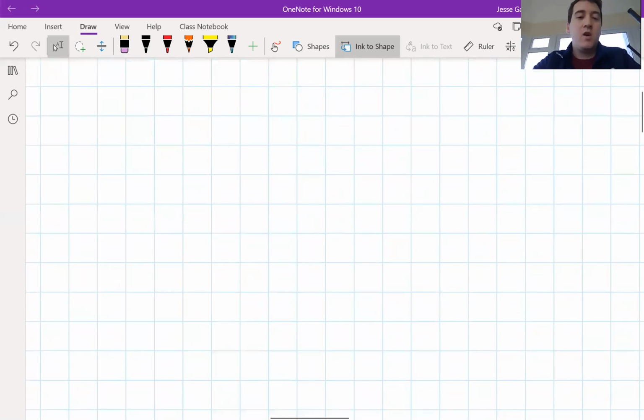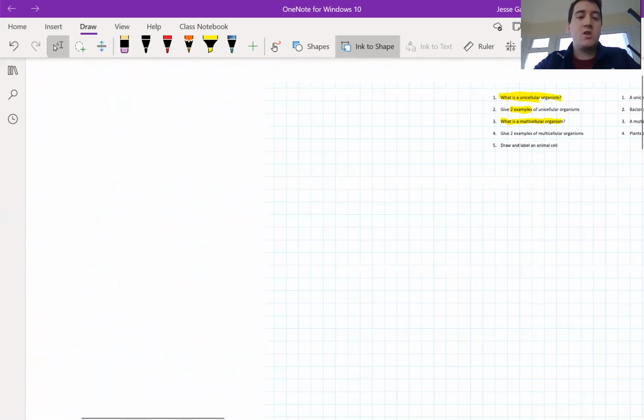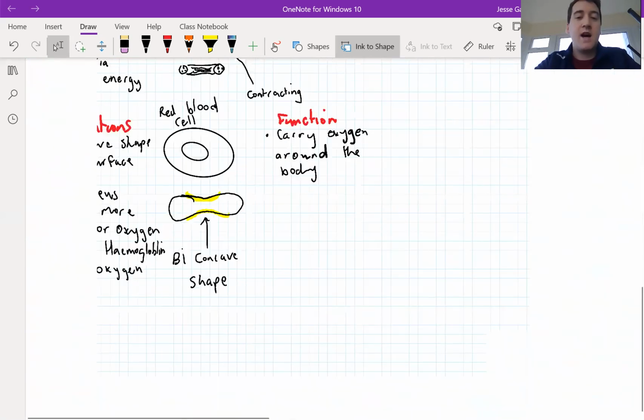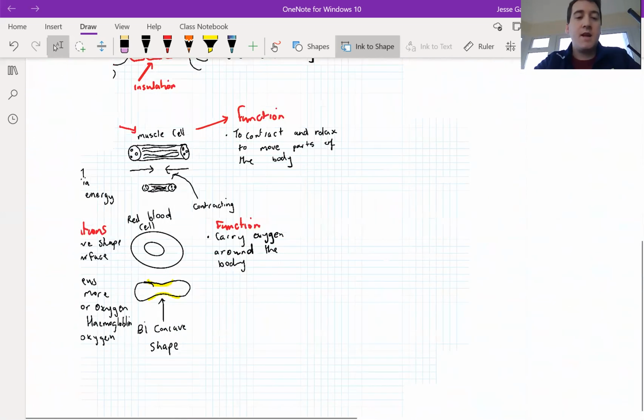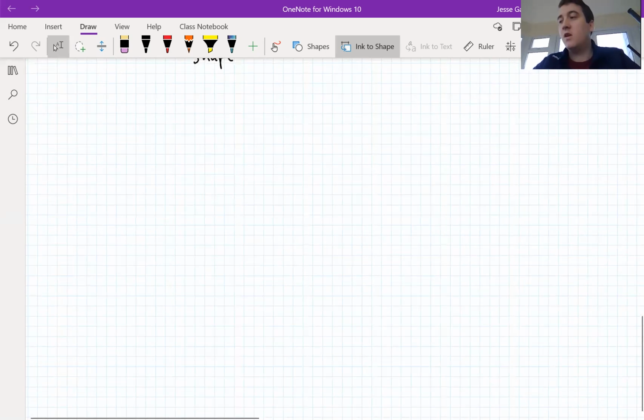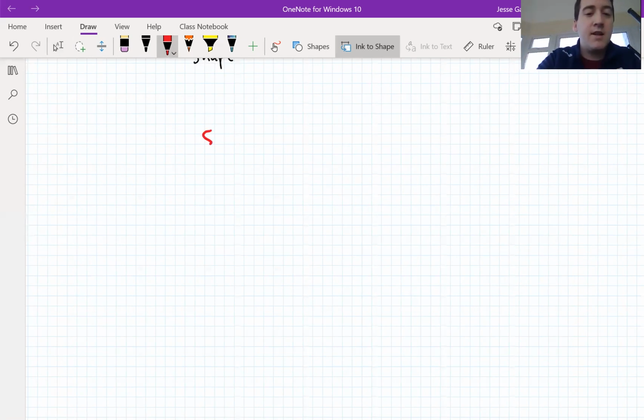Okay, we're just going to look now at a specialized plant cell, because it's not just animal cells that can be specialized. Plant cells can also be specialized to do specific jobs. So we're going to look at a specialized plant cell now.